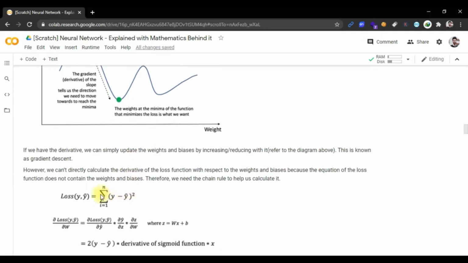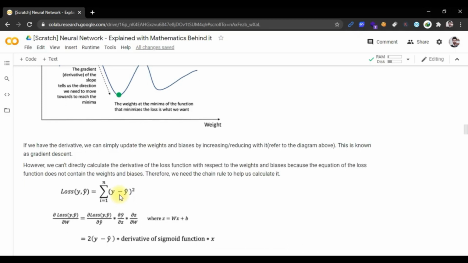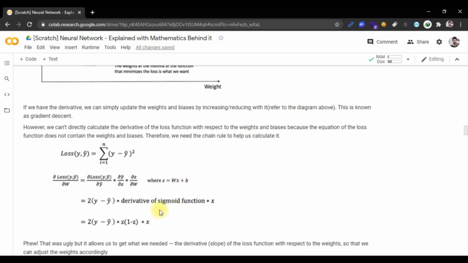As you see, the loss function does not have the weights and biases in it, so due to that we need to use the chain rule here. The chain rule is just like that. We need to bring this function back to its initial form, multiplied by this formula, where you know that z is equal to wx plus b, that is weights and biases. With the help of that you can easily calculate the derivative of the sigmoid function here, and you can get the input value.